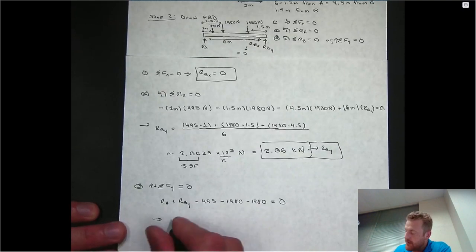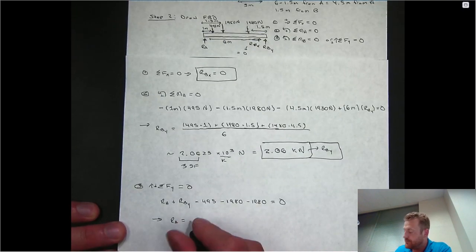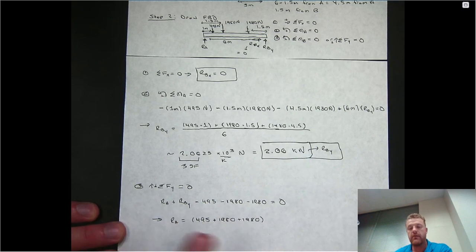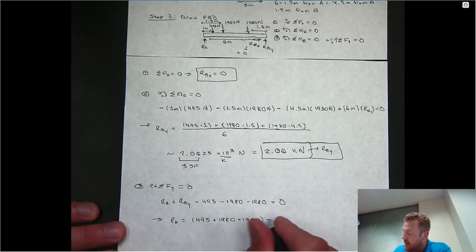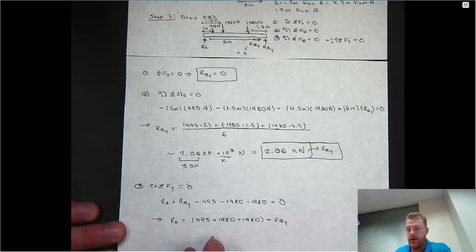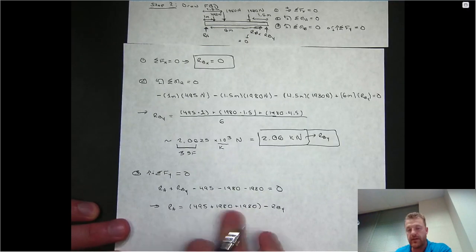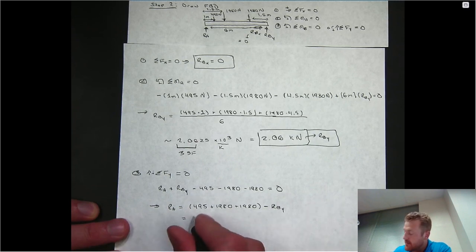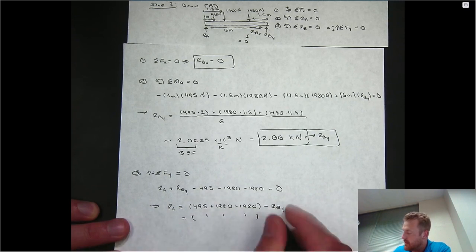Another way that you can write this that actually looks a little bit better is to add 495 plus 1980 plus 1980, which is the sum of all the downward vertical loads applied by those distributed loads, and subtract away RBY. That gives you RA. What this is saying is that however much loading there is in the vertical direction, whatever RBY didn't take care of, RA has to take care of. So it's the total load minus whatever RBY has already taken care of. So that's all of this, and then we're going to subtract away the 2.06 kilonewtons.